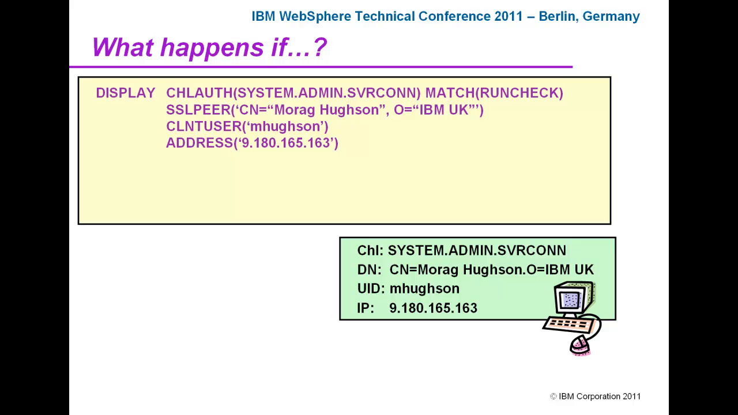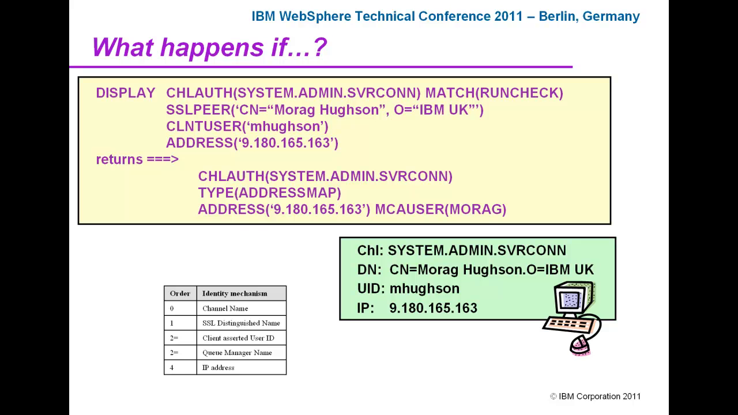So, here is the answer to the why, or what happens if. You can take those specific details and plug them into a special variant, the match run check variant of display channel, and it will return to you the rule that you matched. So if you've got a channel that came in and has failed, take that error message, cut and paste the parts of the identity that are in that error message, and you'll get back the rule that you matched, and presumably it will say no access if you got it from a channel with blocked error message.